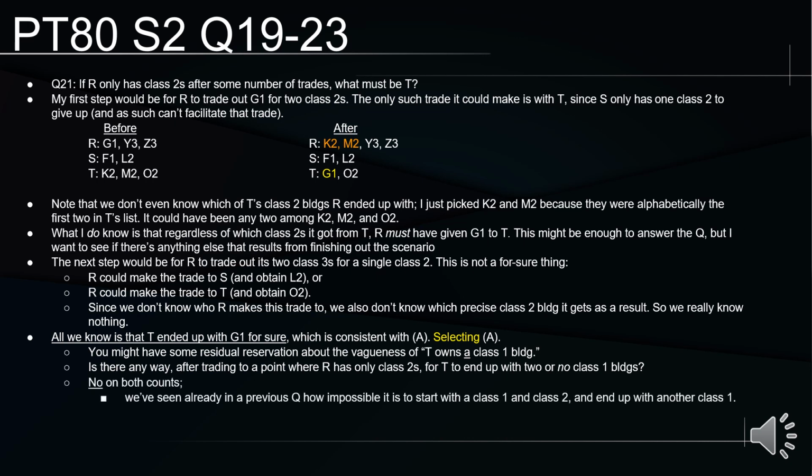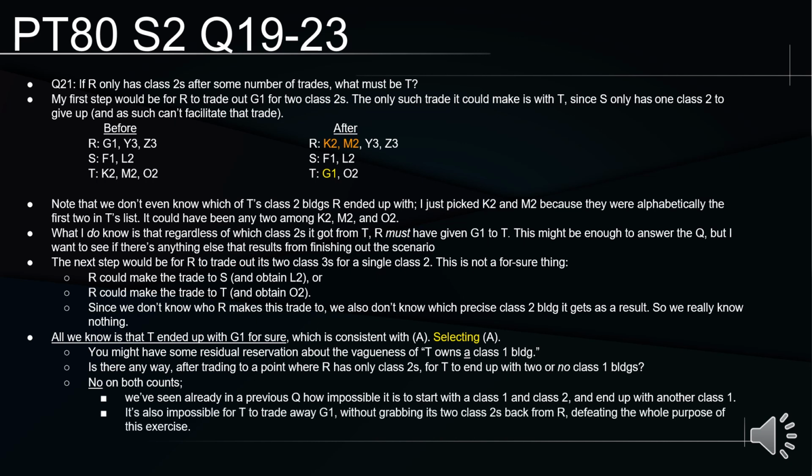We've seen already in a previous question how impossible it is to start with class 1 and class 2 and end up with another class 1. So it's not possible for T to end up owning 2 class 2 buildings. That's just not possible. The other possibility is also impossible, though. It's also impossible for T to trade away G1 without basically grabbing its 2 class 2s back from R, which defeats the whole purpose of this exercise.